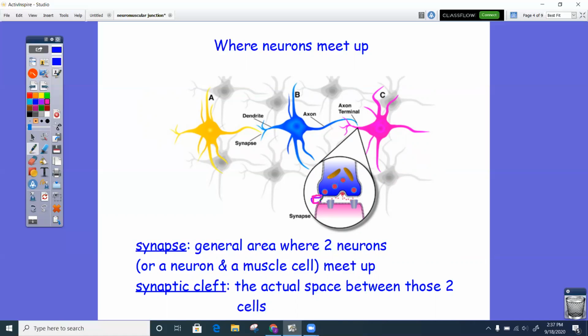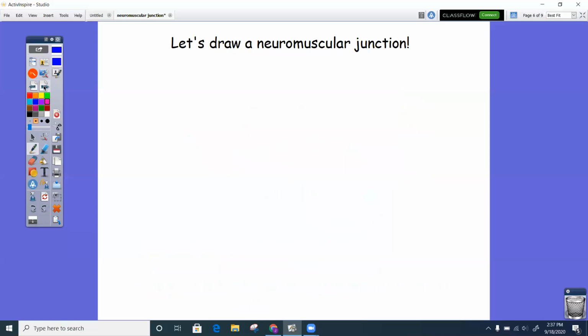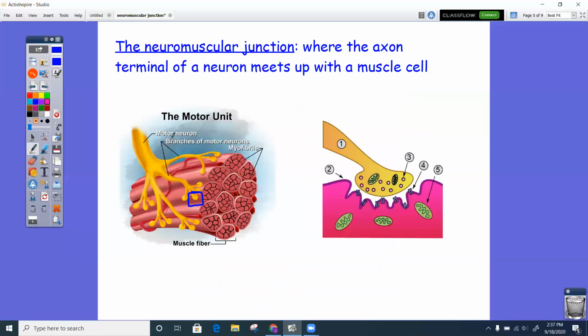I feel like we went over that in cell-to-cell communication, when we were talking about synaptic signaling. So you've heard of the term synaptic cleft before. A cleft is like a gap or a space, and a synaptic cleft is the space between either two neurons or between a neuron and a muscle cell.